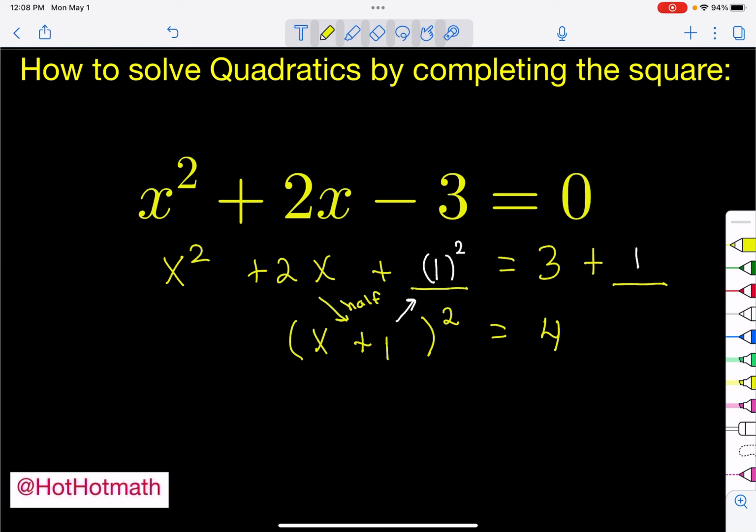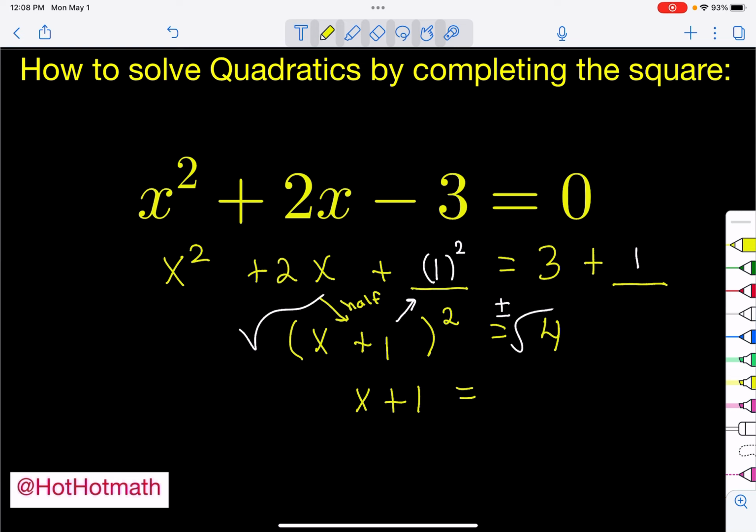Now, if we have x plus 1 squared equals 4, in order to solve it, we have to do the opposite of a square, which is a square root. So we are technically going to square root both sides. When we do that, we have to remember to put a plus or a minus in front of the 4. That's very essential here. In the quadratic formula, you see a plus or minus. Same thing here. The square root gets a plus or minus. So when we square root the left side, the square and the square root cancel out, just leaving us with x plus 1.